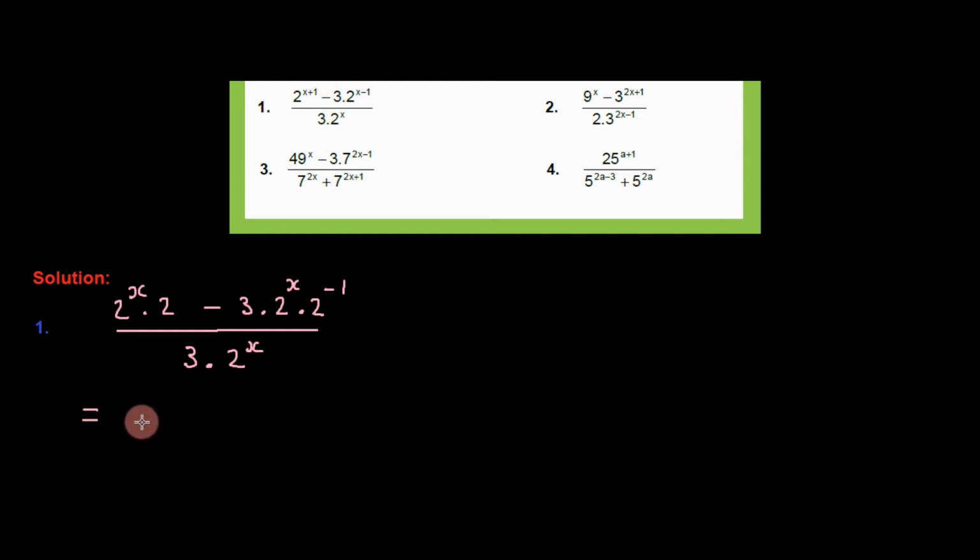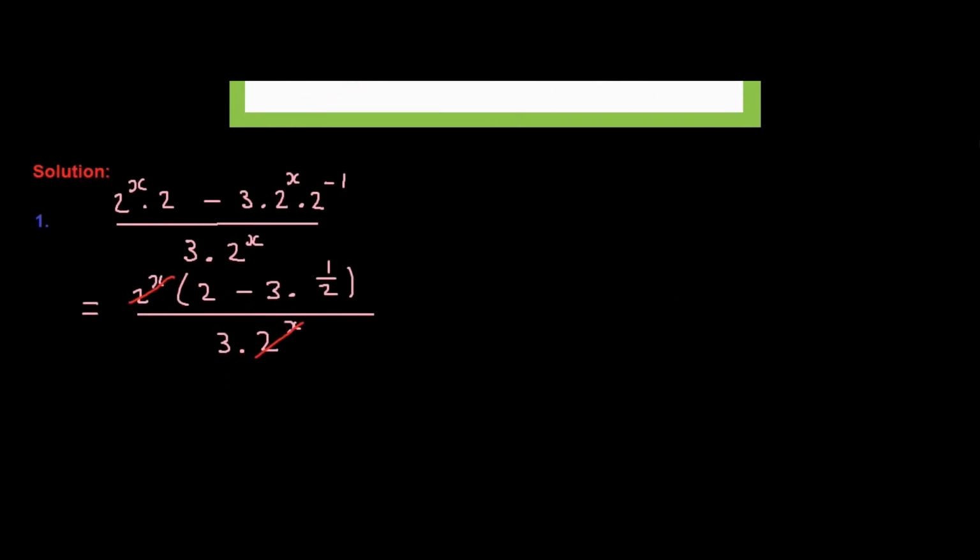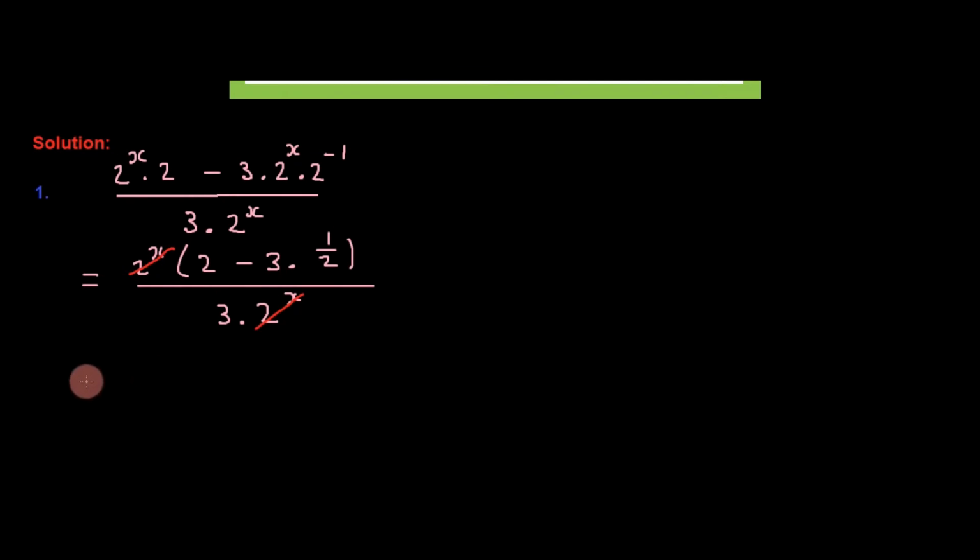Now we can take out a common factor of 2 to the x in the numerator. So 2 to the x. What's left in the first term is 2, then minus 3 times 2 to the negative 1, which is a half. These factors cancel. And now we're left with, in the numerator, 2 minus 3 times a half.